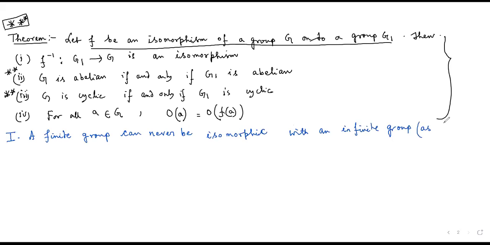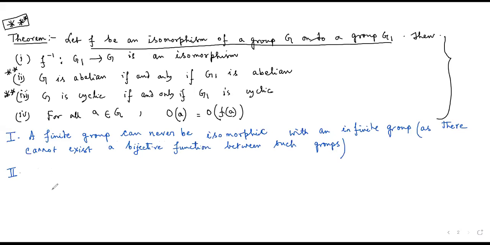Why is it so? As there cannot exist a bijective function between such groups. The points that I'm writing over here, you have to remember, because you can expect these as questions in the online examination. Okay, this is the first point that I'm making.